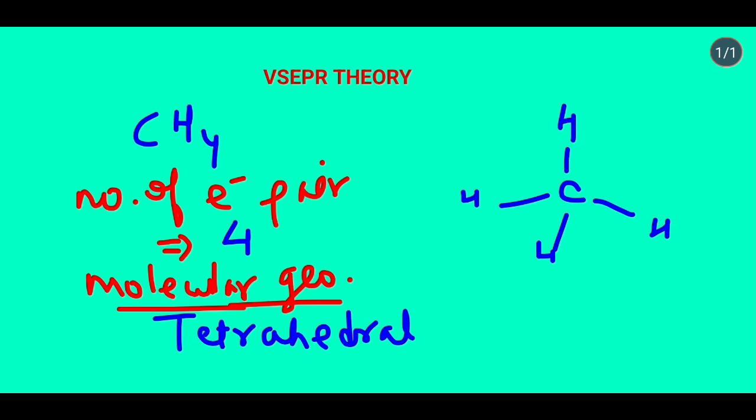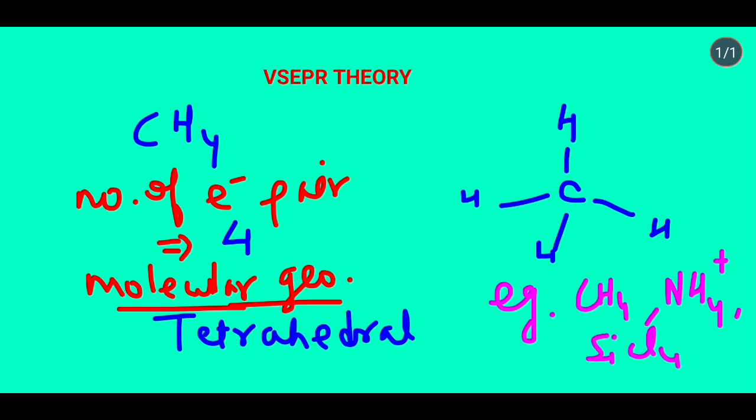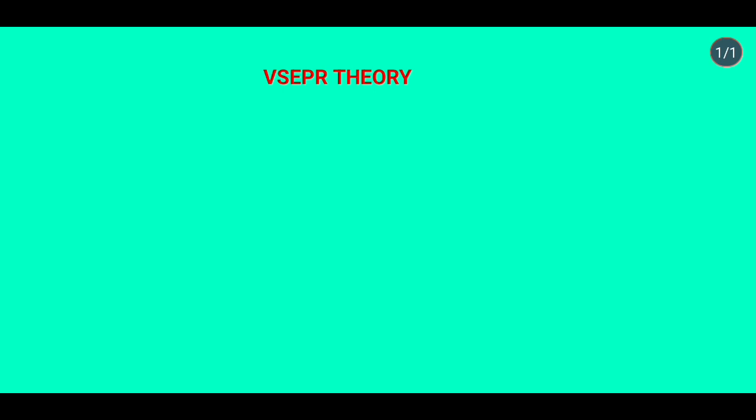Tetrahedral is the molecular geometry. Examples include methane, ammonium ion, and silicon chloride, SiCl4. These are examples of molecules with this number of electron pairs and this molecular geometry.